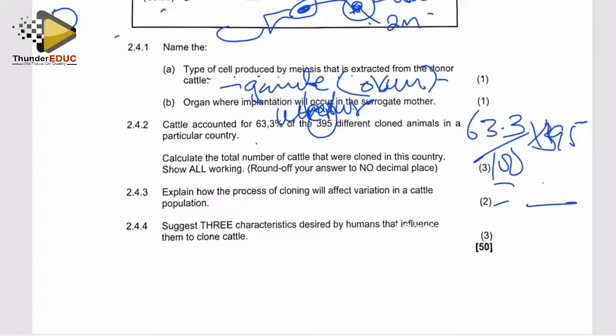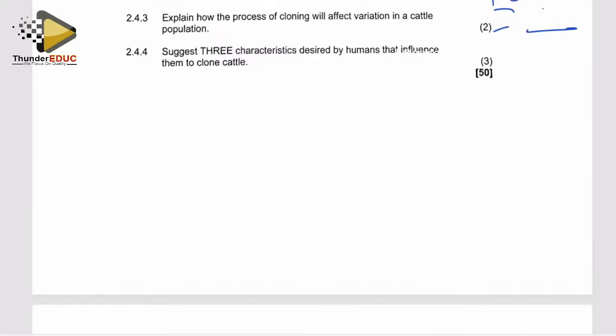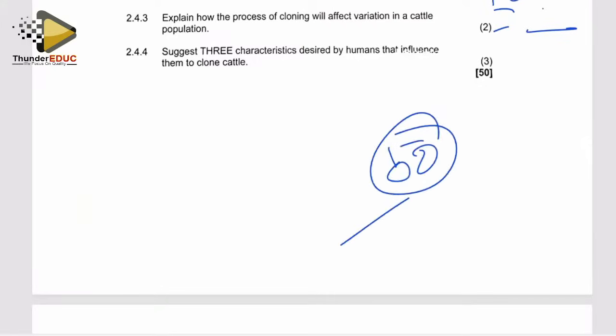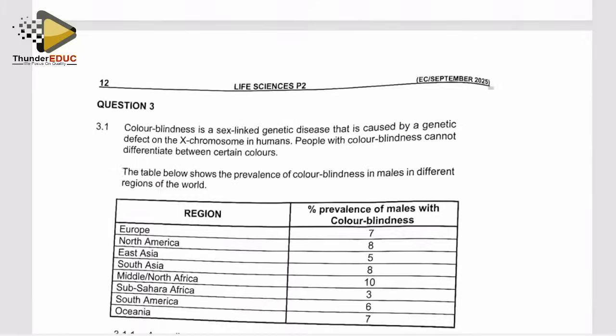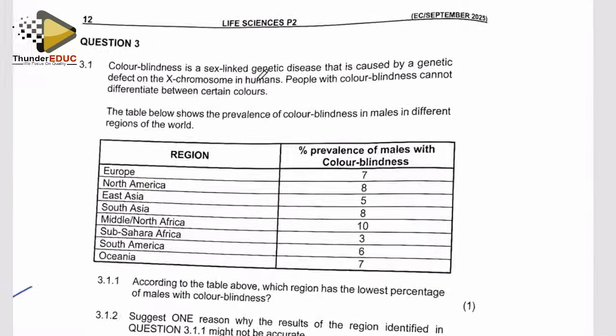You can talk about resistance to diseases. You can talk about milk. So all those can be reasons to clone these organisms. So this question is also 50. So if you got 50 out of 50, congratulations, you are a star. Let's go to question number 3.